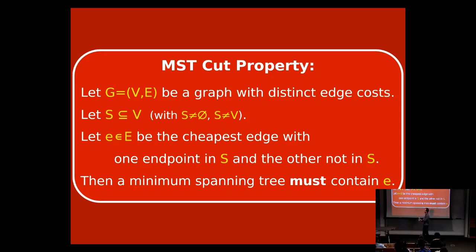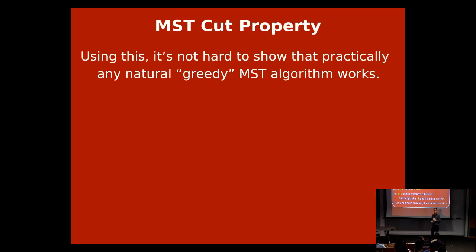So that's an important property of MSTs. And it's kind of nice because it's very comforting. Like you find some edge that's very cheap, and it goes from one set of vertices to outside of the set of vertices. You can always add it into an MST you're building. And as a consequence, you can show that pretty much any natural greedy algorithm you might think of for finding the minimum spanning tree actually works.